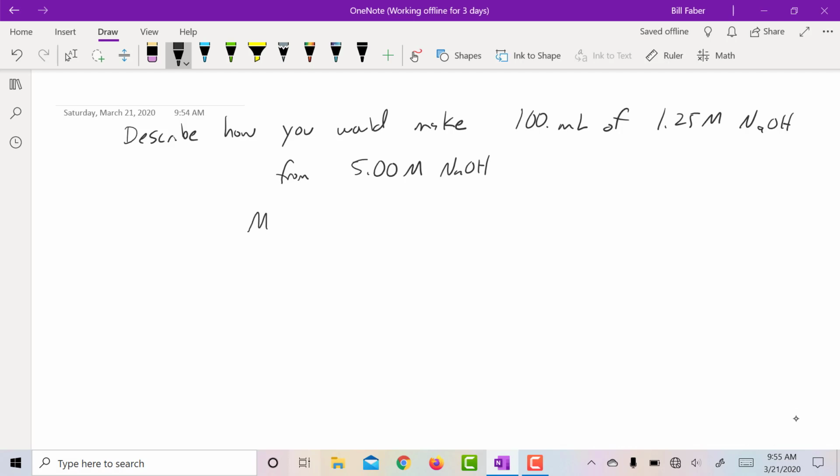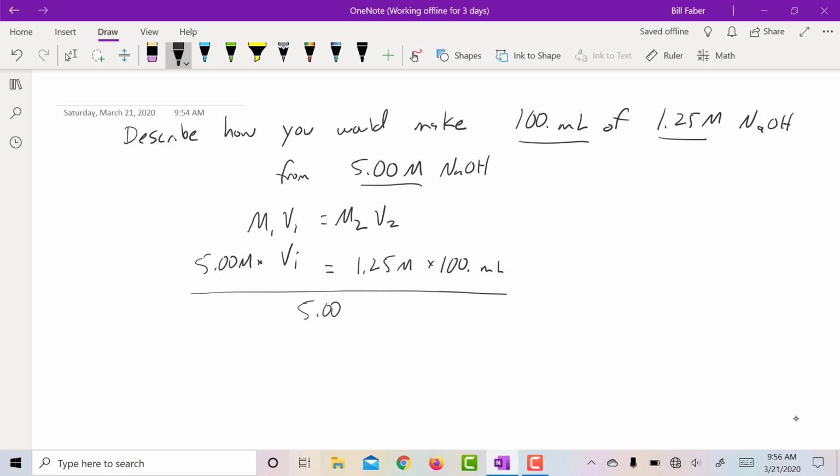Okay, so M1V1 equals M2V2. I know it's a dilution because I'm given 2 molarities. So I know that I ultimately want 1.25 molar times 100 milliliters, and I'm given 5.00 molar, and I don't know the volume that initially I want. So divide both sides by 5 molar, cancels on this side. So I take 1.25 times 100 divided by 5, and you get V1 equals 25 milliliters.